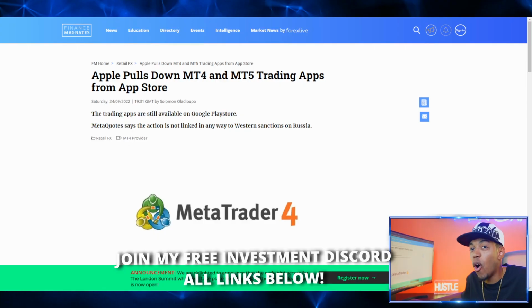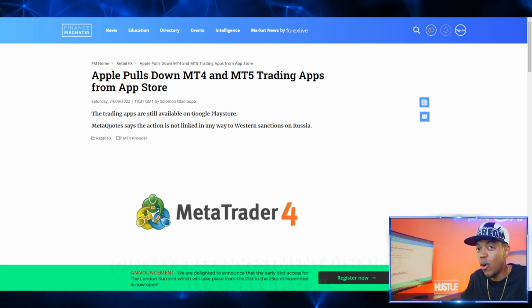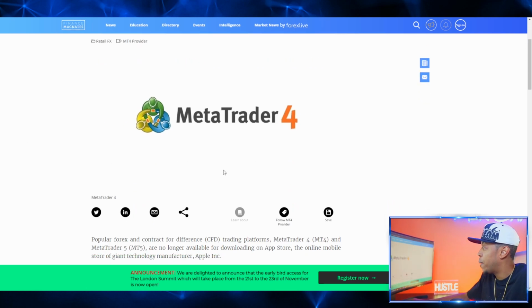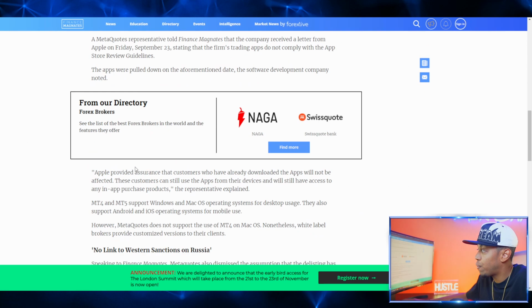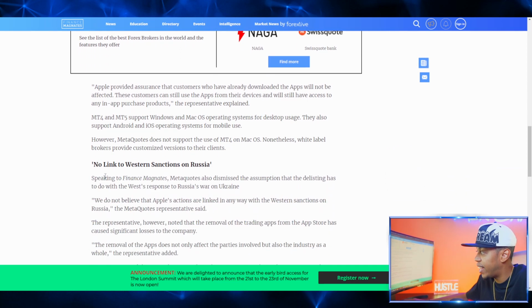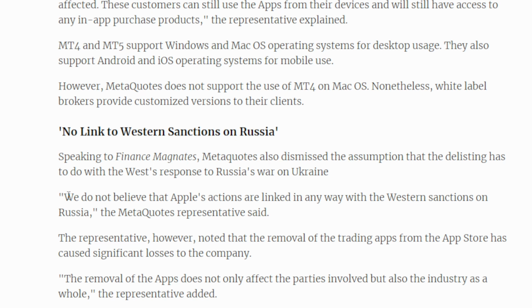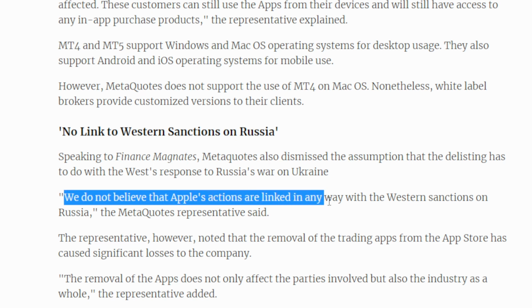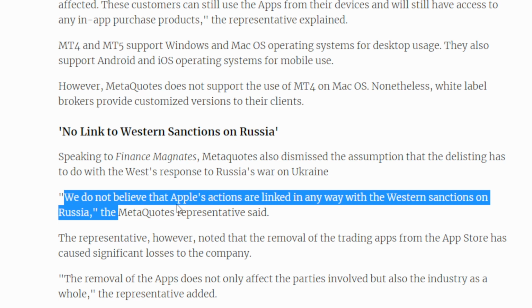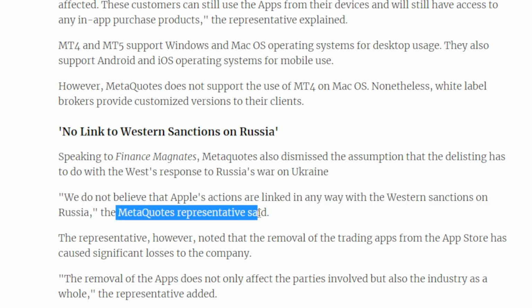So this is the actual article that Swaggy went over on his video. I'm not going to go ahead and read the whole article, but I do want to show you some key points. I will drop the link in the description just in case you want to read it yourself. But basically, the biggest takeaway from this article is there is no link to Western sanctions on Russia. It says, "We do not believe that Apple's actions are linked in any way with the Western sanctions on Russia," a MetaQuotes representative said.